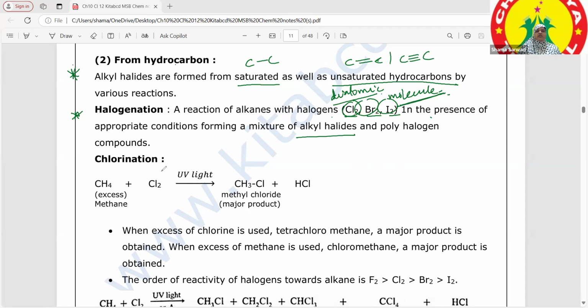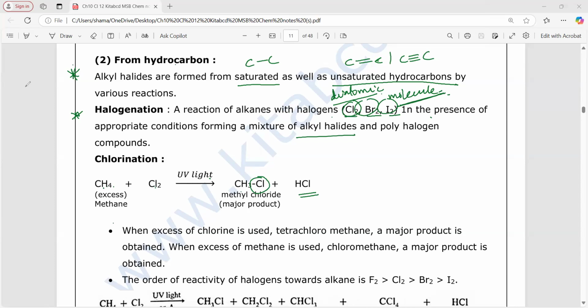Here, methane has been taken in excess. Ultraviolet light is there. When ultraviolet light is there, one hydrogen from here and one Cl from here would form HCl, and the other Cl would take the place of the hydrogen. So you will get CH3, one hydrogen gone, and Cl would come at this place. But ma'am, why is it forming HCl?